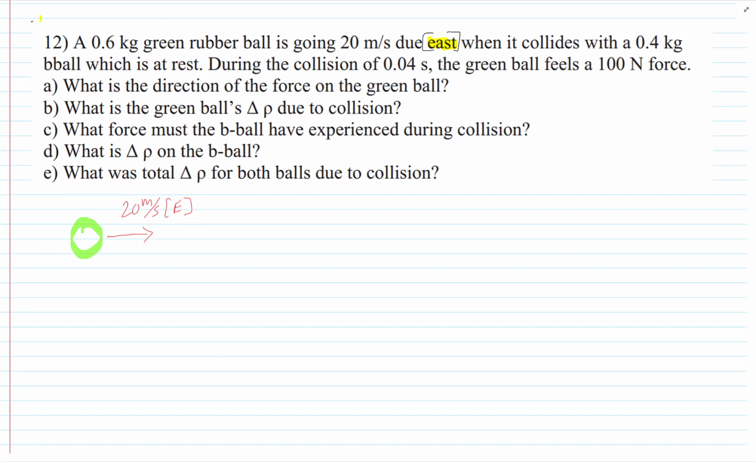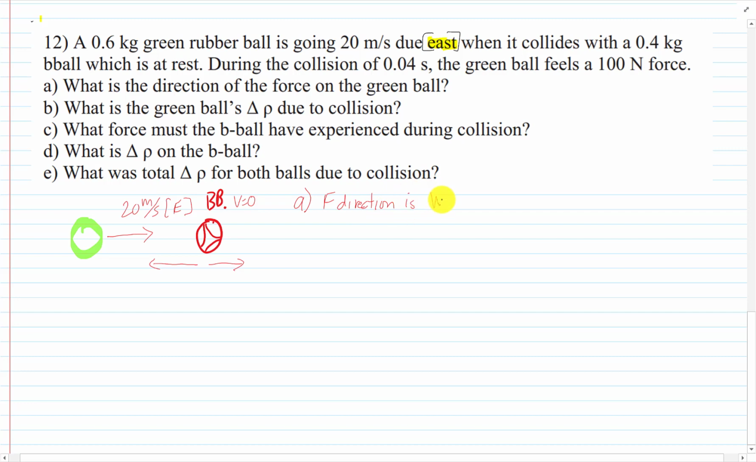When it hits a basketball, and it's initially at rest, v is equal to 0. So it's hitting it. What is the direction of the force on the green ball? Okay, the green ball hits the basketball and it hits it that way. So the force on the green ball will be the opposite direction. So A, the force's direction is west, the opposite direction.